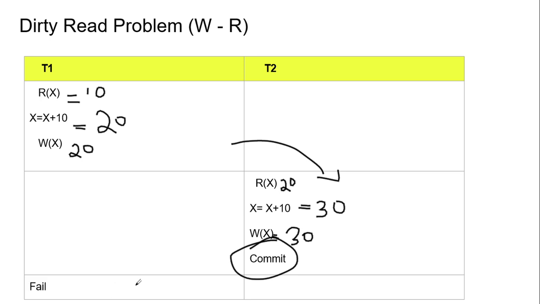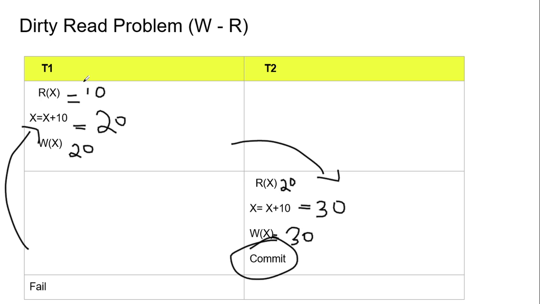At that stage, the whole transaction has failed. So the only possible solution is that it needs to roll back, because we know that a transaction should either commit or be rolled back. So when it rolls back, what will happen?